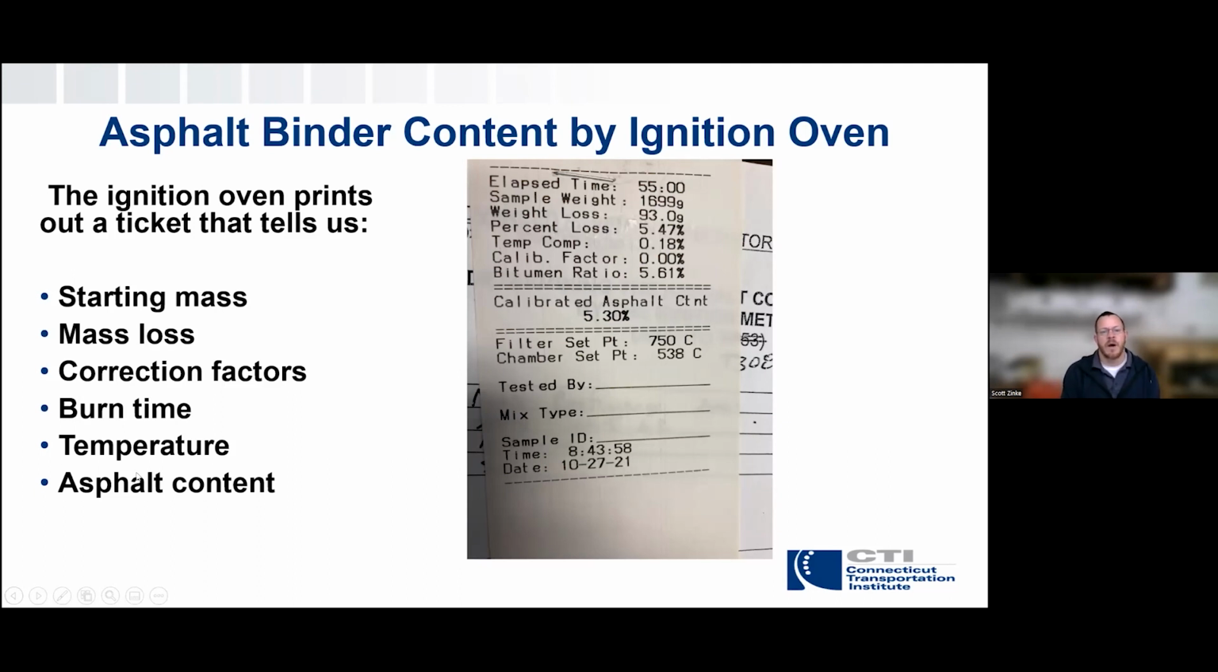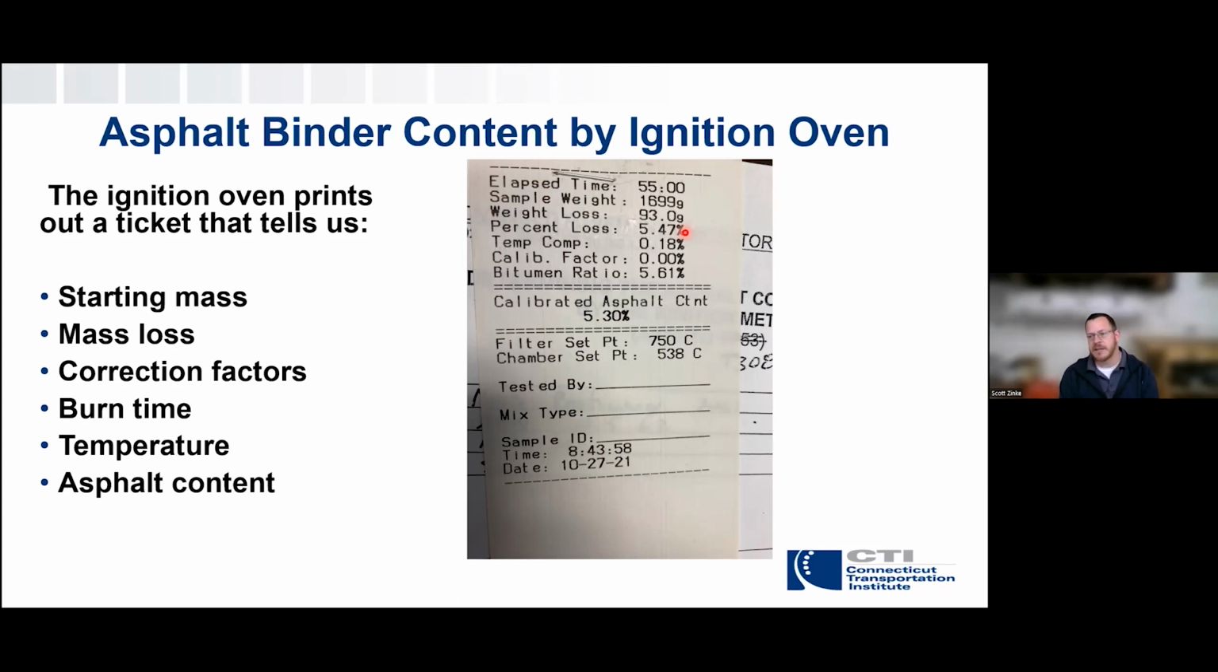Right? And another thing that the computer does that I didn't mention earlier is it prints a ticket. And the ticket tells you all kinds of pertinent information with respect to what happened with that mix over the course of the burn and what the final asphalt content is. So up top, I'll start right at the top. It says elapsed time. For that specific burn, it took 55 minutes to burn the asphalt off and get to a constant mass. The initial sample weight was 1,699 grams, and it lost 93.0 grams. And so that translates to a percentage of 5.47.